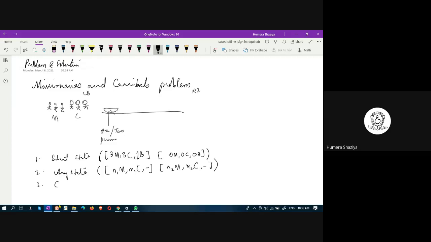What is the goal state? Can anyone tell me what is the goal state? Zero missionaries, zero cannibals, zero boat at the left side, and at the right, three missionaries, three cannibals, and one boat. Very good. This is the goal state.